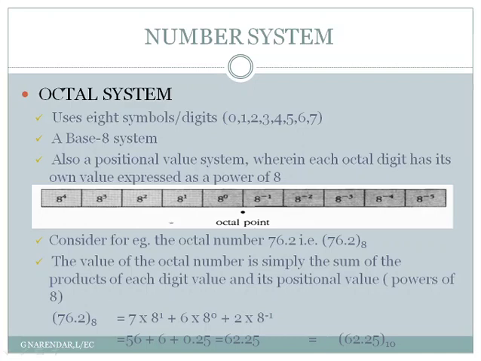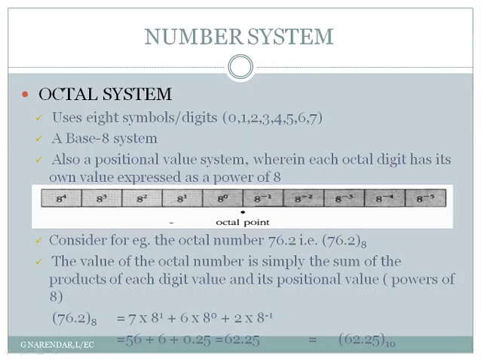So starting from 0, the digits are 0, 1, 2, 3, 4, 5, 6, 7. These 8 digits are used to form any number that represents a given quantity. Since only 8 symbols are used, this number system is a base 8 system.